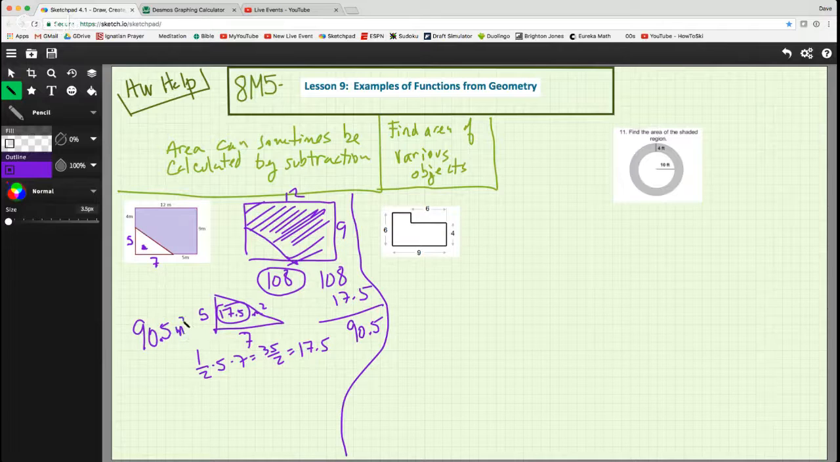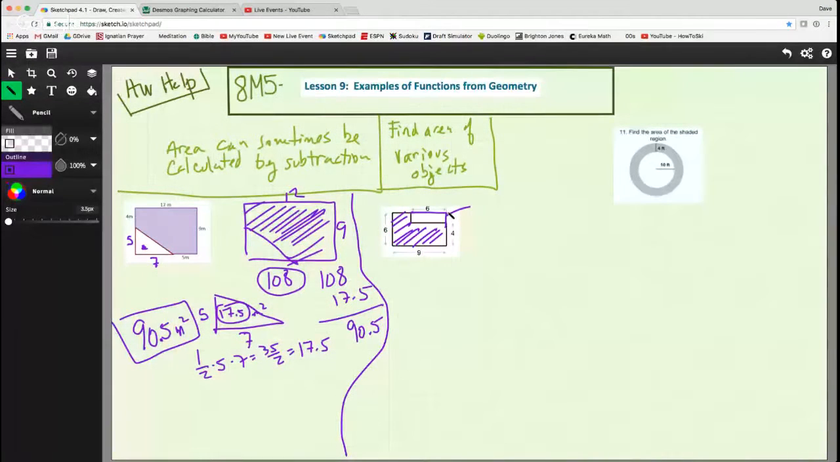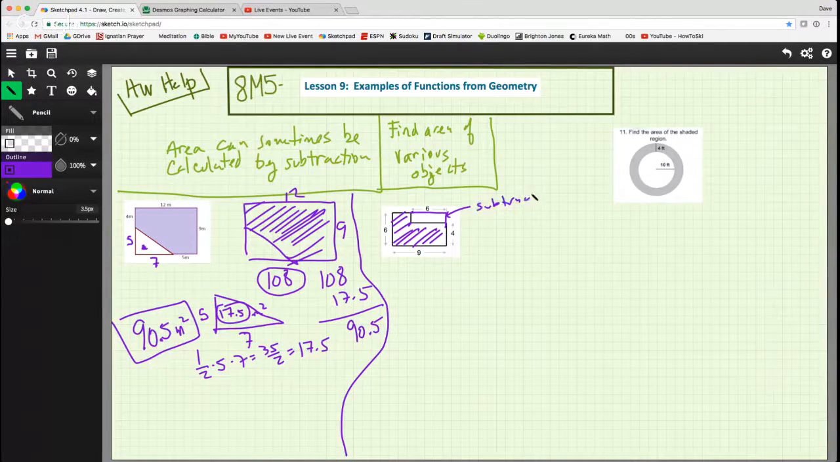90.5 meters squared. I want you to solve this problem here by taking this big rectangle and then subtracting off this little piece. Then we can do it by adding and see if we get the same answer. Of course, we're going to get the same answer because that's math, and math is perfect.